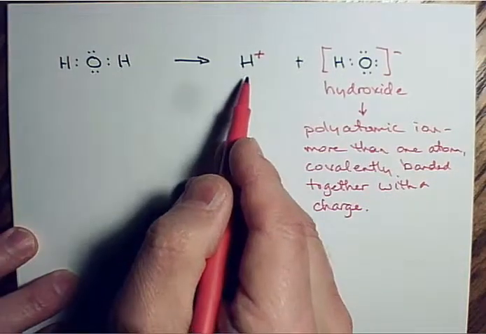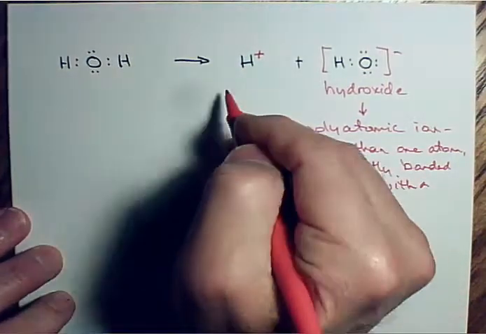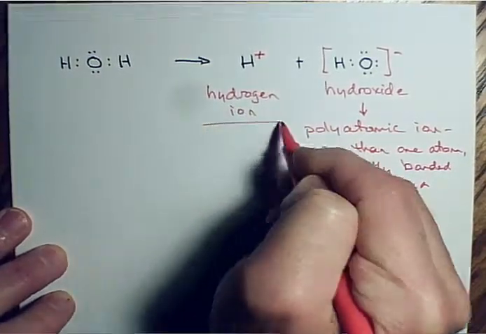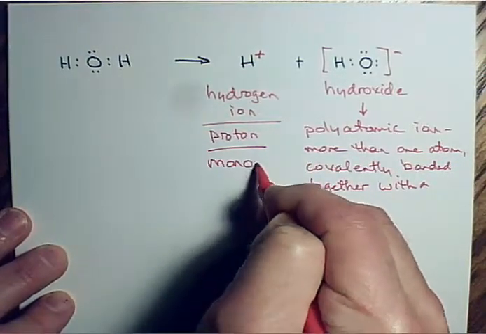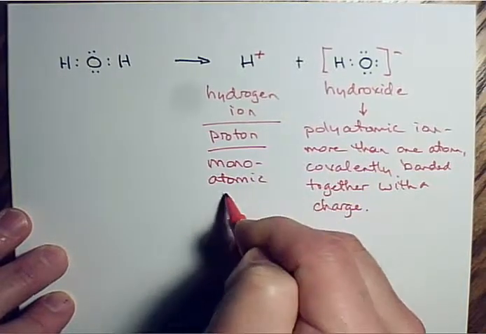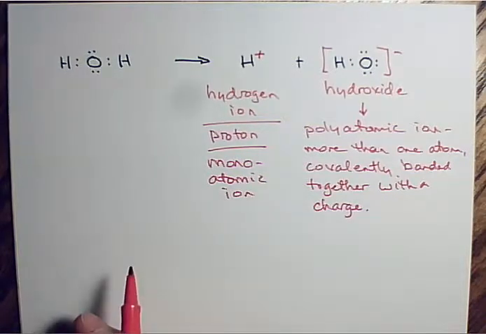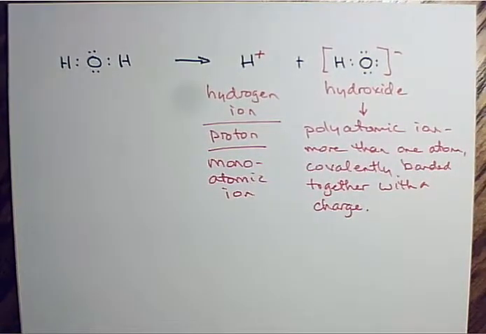Okay. This is a monoatomic ion, which is really, in this case, also a proton. So this is a hydrogen ion, and that's a proton, and it's also a monoatomic ion because it's a single atom that has either more protons than electrons or more electrons than protons. It's not an atom anymore because an atom has an equal number of protons and electrons. And this is a molecule, and we call it water. Any questions about all that?